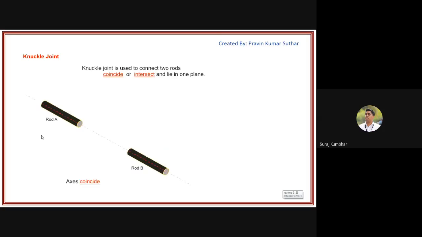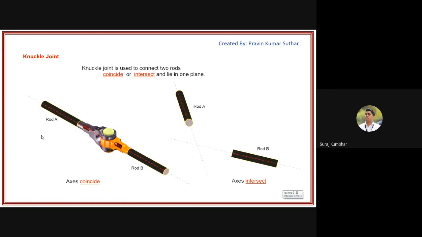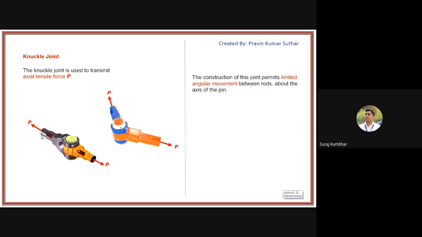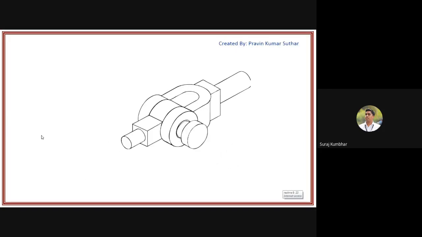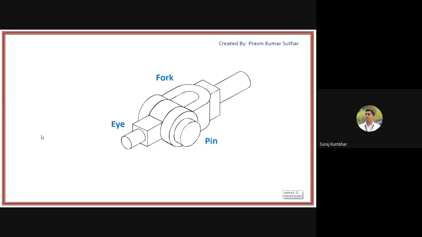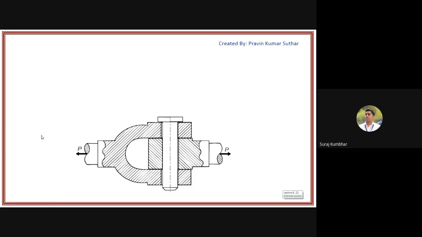Rod A and rod B, whose axes are coinciding or intersecting, is where it is used. We will go through this 5 minute animation. This is under tensile force application, and it has limited angular movement as well. So the knuckle joint is used in such applications. Here is the assembly: the fork with double eye, the single eye, and the pin. These three are the most important parts.